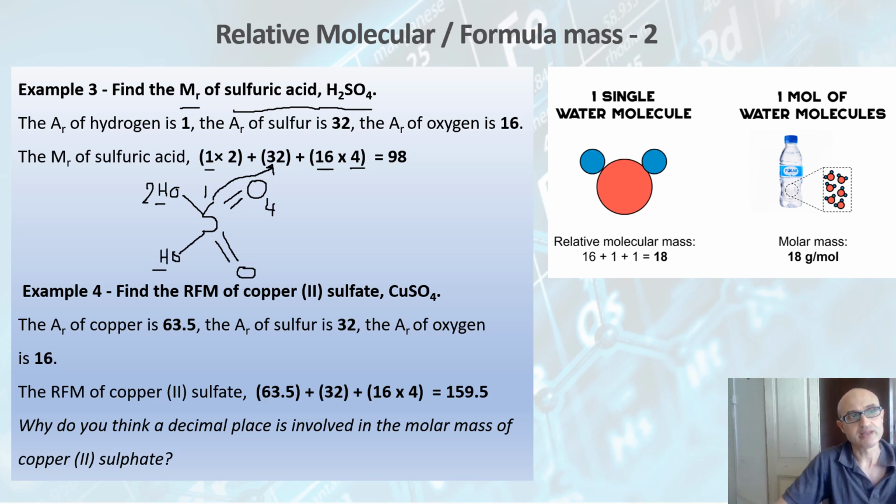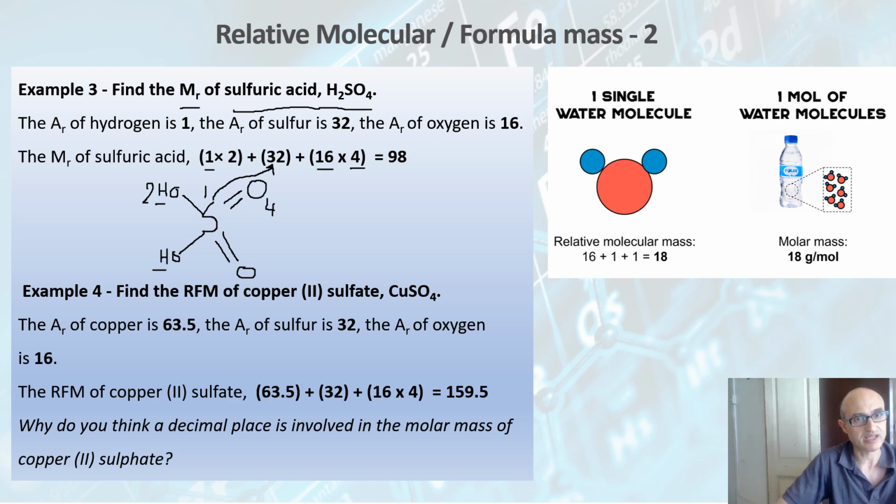So the relative molecular mass of sulfuric acid is found by adding together the RAMs according to the chemical formula. The chemical formula is telling us, listen, there are 2 atoms of hydrogen, 1 atom of sulfur, 4 atoms of oxygen.